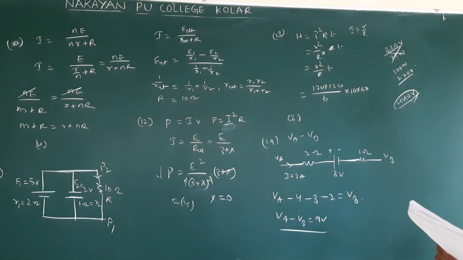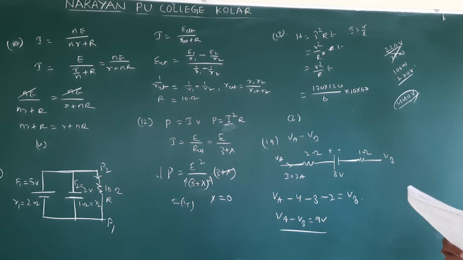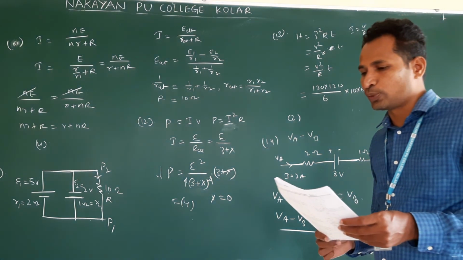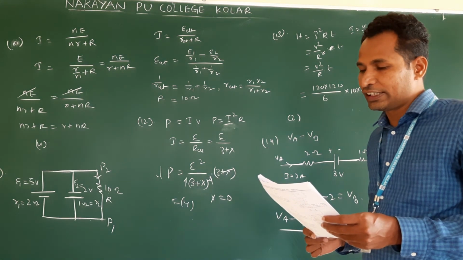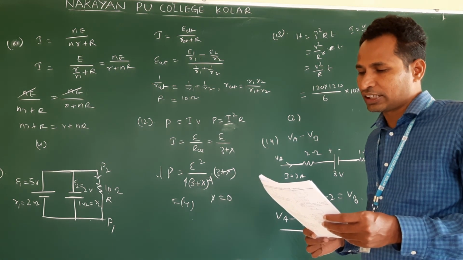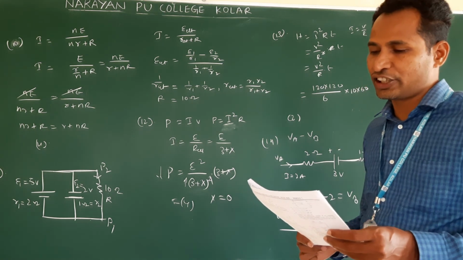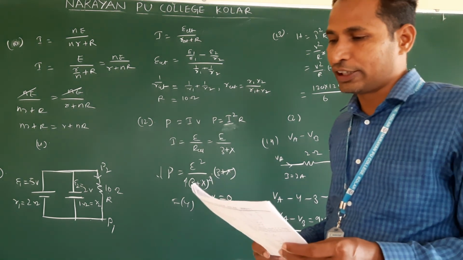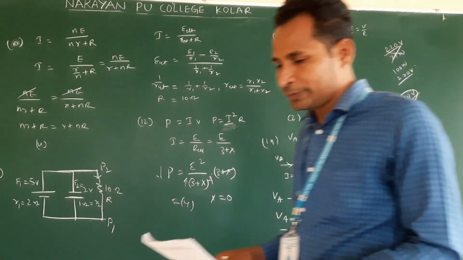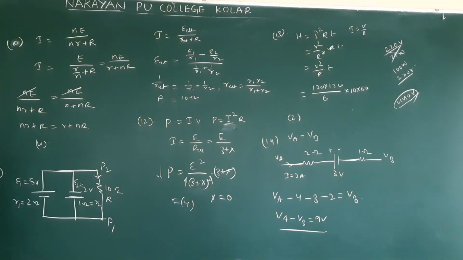Next, 16. In the figure, a conductor of non-uniform cross section is shown. A steady current I flows in it. Choose the correct statement. Electric field at A is more than at B. Electric field at B is more than at A. The thermal power generated at A is less than B. First option is correct. Electric field at A is more than that of B. Okay. 17, circle is there. We will see now.